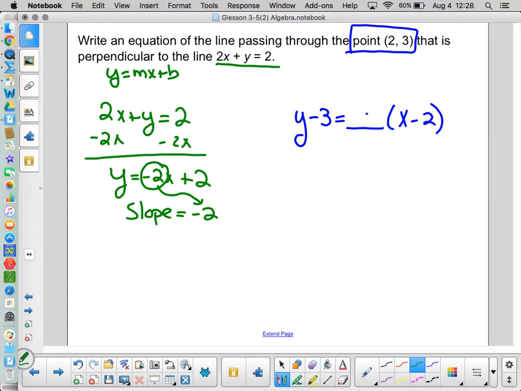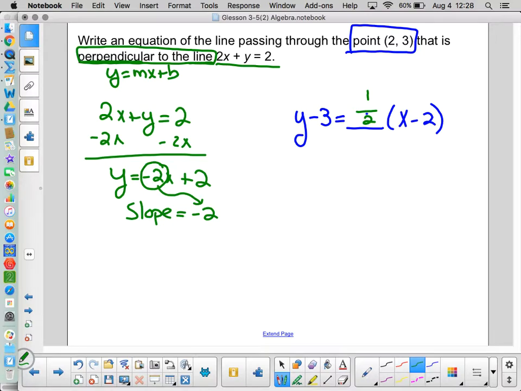Now, for my slope over here, I want the perpendicular slope. So we've got to go back and review. I want a perpendicular line. Perpendicular line doesn't mean same slope. It means change the sign and flip the fraction. So the negative reciprocal slope of negative 2 would be positive 1/2.